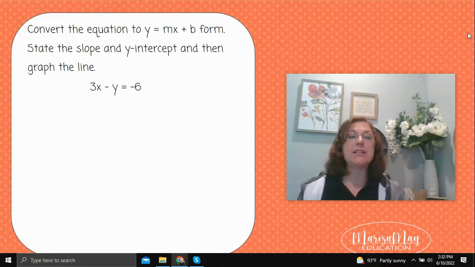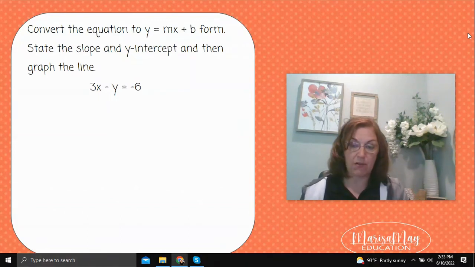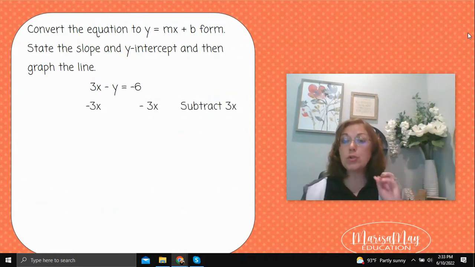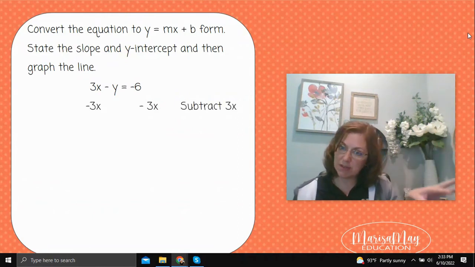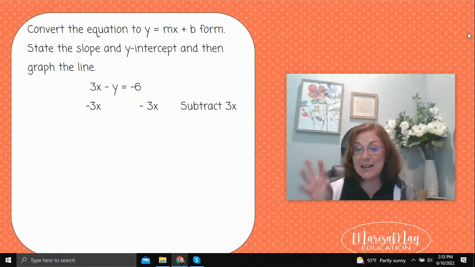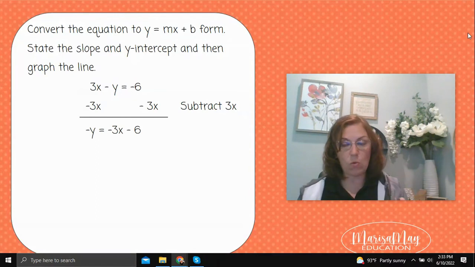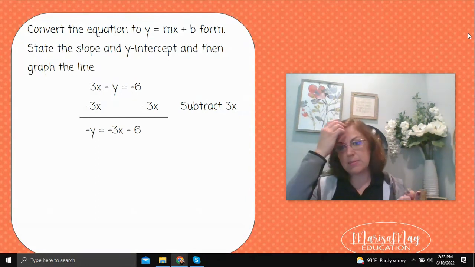So let's take a look at this equation. I've got 3x minus y equals negative 6. I need y by itself. In order to do that, I'm going to have to subtract the 3x. So you'll notice that I'm subtracting 3x from the left side of the equation, and I'm subtracting 3x from the right side of the equation. Now, what that looks like after I do the subtraction is I have negative y equals negative 3x minus 6.